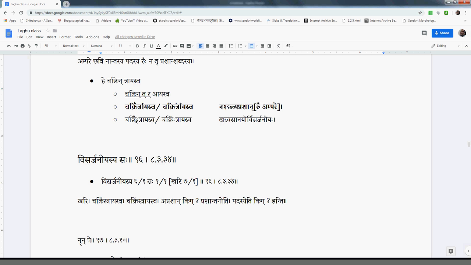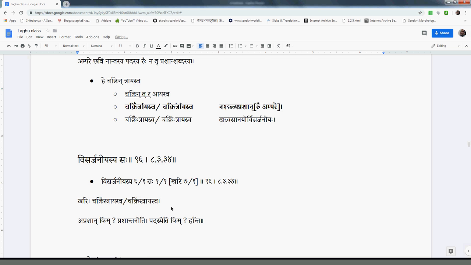sakara. So here we already have this visarga which is followed by a khar letter. Chau is also included in khar, therefore takara is a khar letter. We already saw that. Now what will happen? Visarjaniyasya saha adesha bhavati, sakara adesha bhavati. Thereby you will get what? Chakrin strayasva, this form which is given, chakrin strayasva, or with an anuswara or an anunasika. So I'll make this as optional.